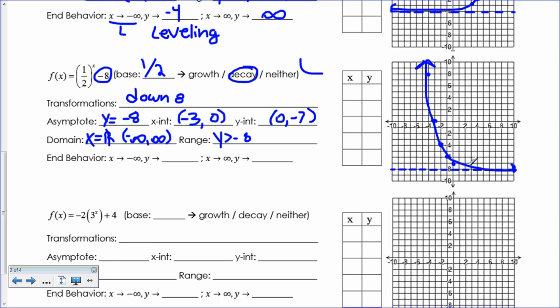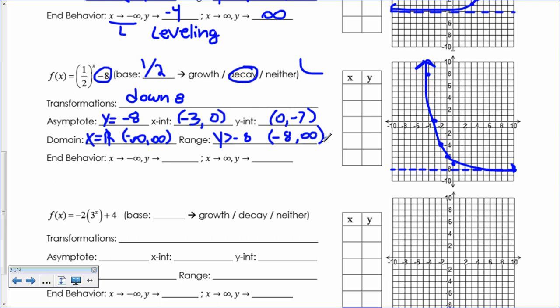For a range, you always read from the bottom up. So you want to start at the lowest point and go up from there. So the lowest point was the horizontal asymptote. That's why I'm using it as a reference. So I'm at -8 and everything above, but not including -8. So it's going to be -8 to infinity, like this.